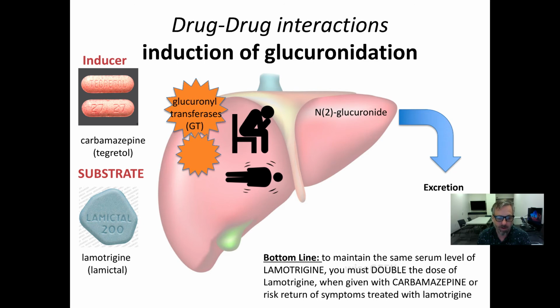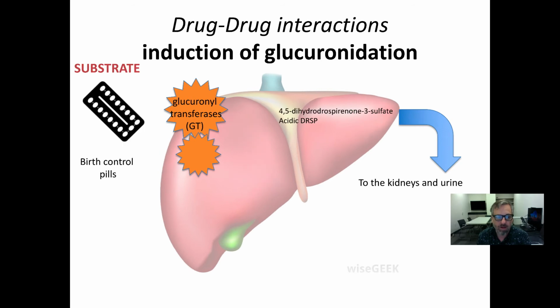It's kind of a complex set of events, but listen to it again, it will probably make more sense. Here's another important clinical drug-drug interaction. So let's say the person is taking birth control pills, oral contraceptives. Those are typically broken down by glucuronosyltransferases. So fine, those are broken down, they go out to the kidneys and urine, and they're excreted.